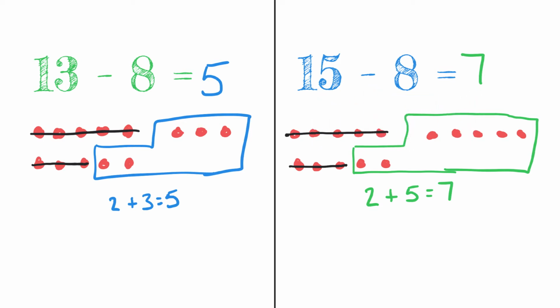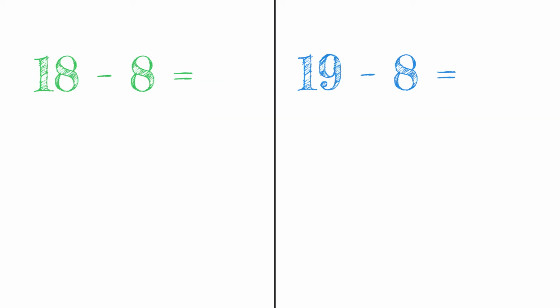All right, let's go ahead and erase our whiteboard or go to a clean spot on your paper and take a look at another one. I will be doing the one on the left in green, 18 minus 8, and you will be doing the one on the right in blue, 19 minus 8. Looking at my problem here, I see that I have 18 in my group total right here. So 18 in my group. So I will draw out 18 dots.